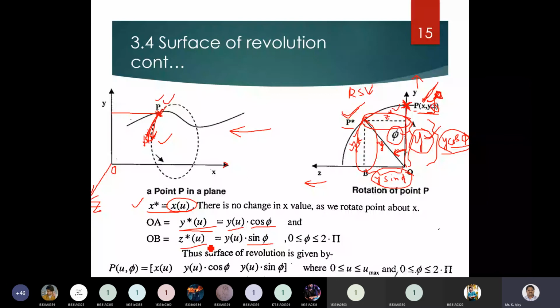Sir, the range for phi is between 0 to 2, sir. Hello, tell me. Range of phi is 0 to 2, sir. 0 to 2 pi. Oh, pi, sir. Oh, in this example, he is rotating by 360 degrees. Yes, sir. Sorry, sir. I didn't see it clearly, sir.